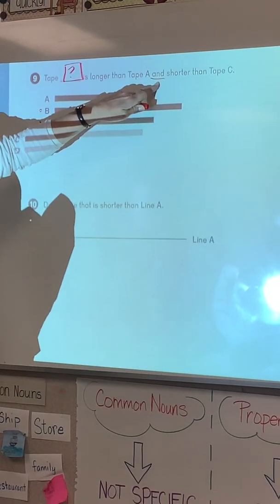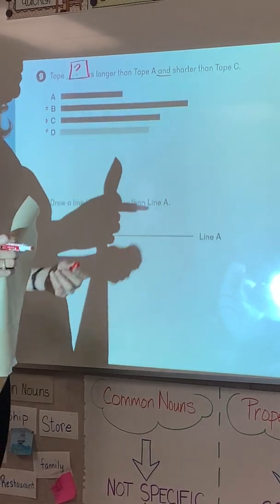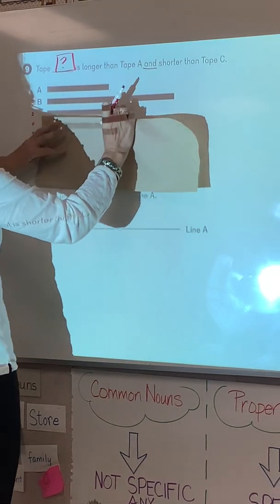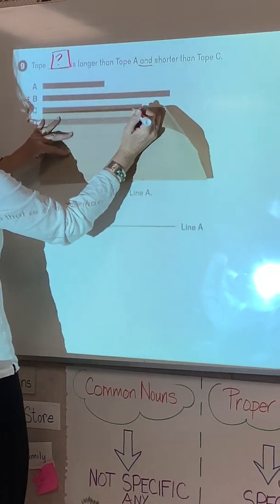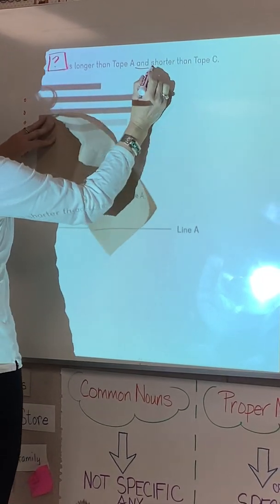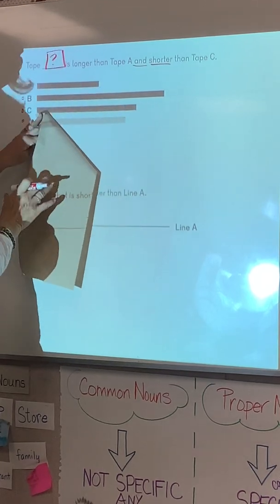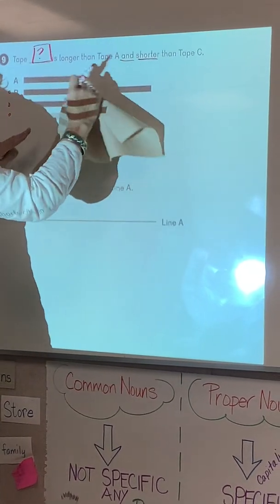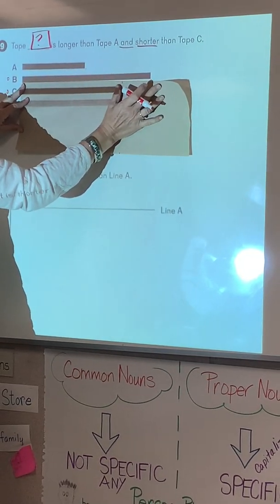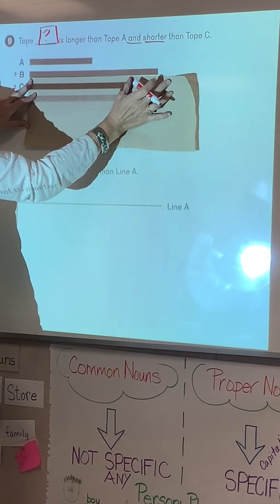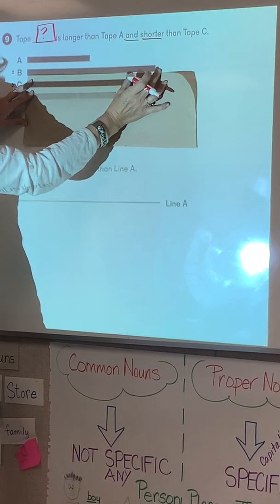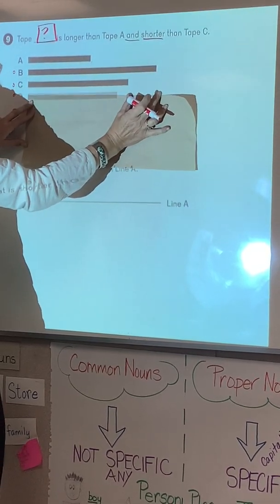But here's the second part of our question. Shorter than tape C. Okay, so let's take another piece of our measuring tape, and we're going to measure tape C. And we need to make sure that the one that we select is shorter, that means smaller than tape C. We've already eliminated tape A because it's not going to qualify. What about tape B? Is tape B shorter than tape C? Here's where tape C comes in. No, it's not shorter, it's actually longer, okay? So B is out.